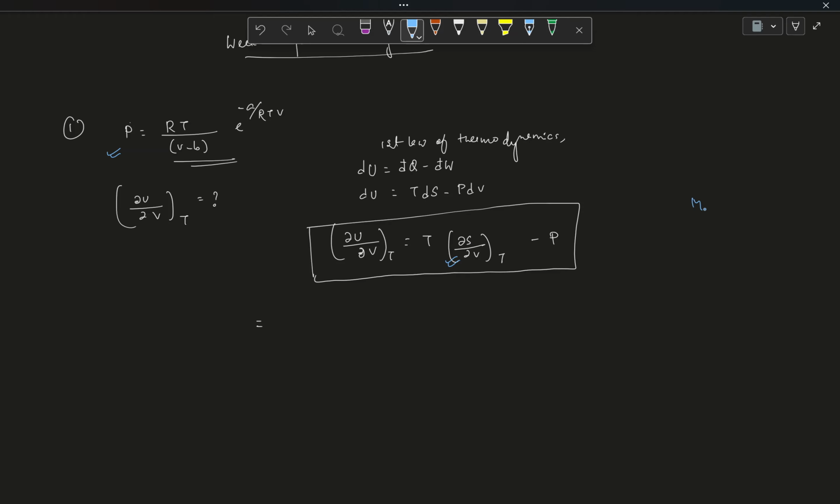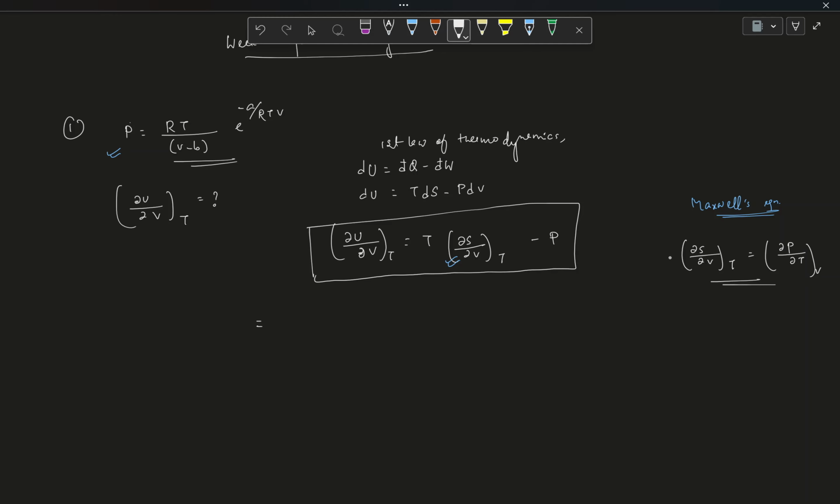Simple, right? So for that we have these Maxwell's equations, where we can find quantities which are related to that, and we can change the notation to some other quantity, right? One of those Maxwell equations tells you that del S del V at T constant is simply del P del T at V constant. There are 4 Maxwell's equations. You can just go back and check that this is one of those 4 equations. So this is there, right?